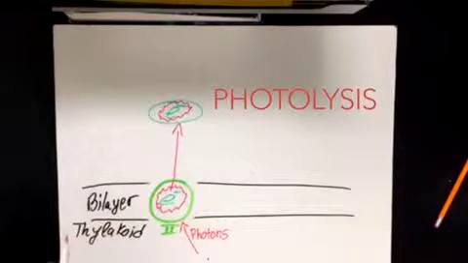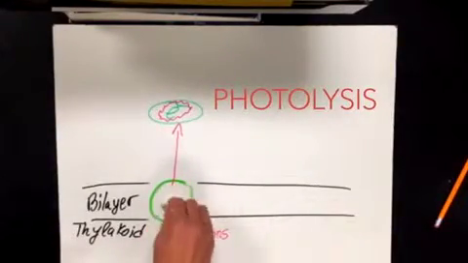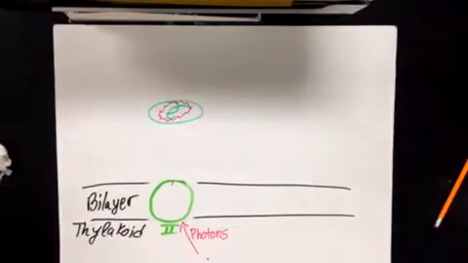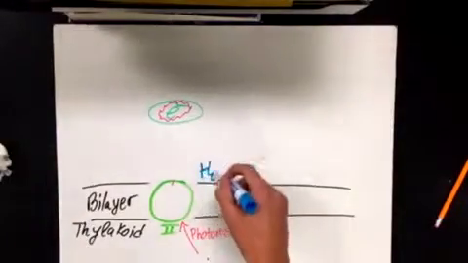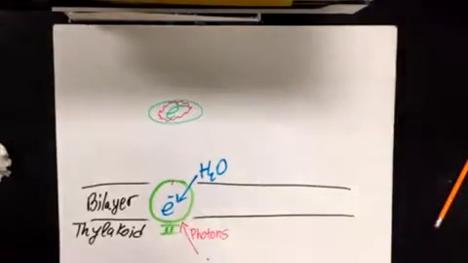This is called photolysis. Essentially, the photons excite the electrons in photosystem 2 and cause those electrons to be sent out. Then, lost electrons are replaced by electrons from the broken down water molecule to continue the cycle. This is only possible with light energy.